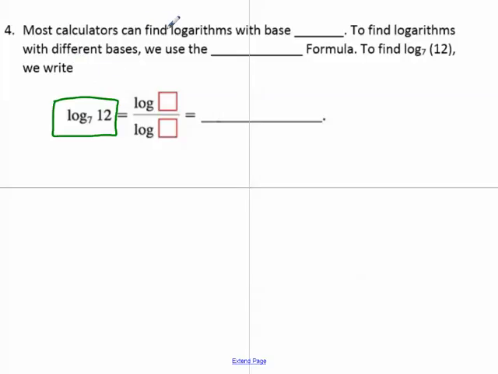The reason that we change the base is that most calculators can find logs with base 10. You can just simply use the button marked log. To find those logs with different bases, we use the change of base formula. That change of base formula right here, that's the important thing here. Change of base formula is where we change the base to a log that we can use a calculator for.